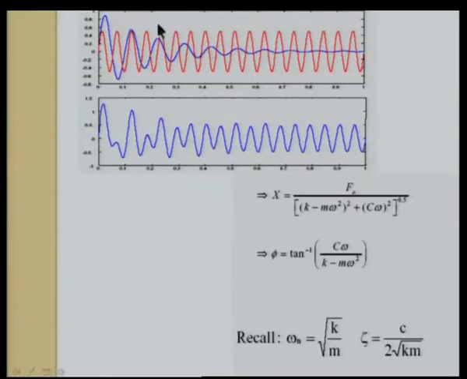So, here is the response. The red line says the steady state response, the blue line says the transient response, which dies down after some time, but the steady state does not die down, it keeps on going. The total response is the sum of these two responses, which is given here.